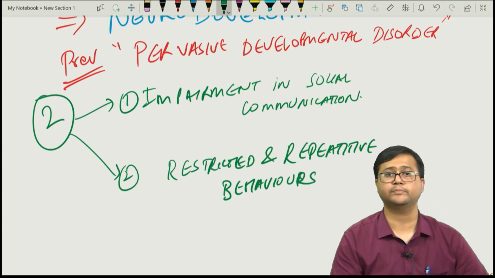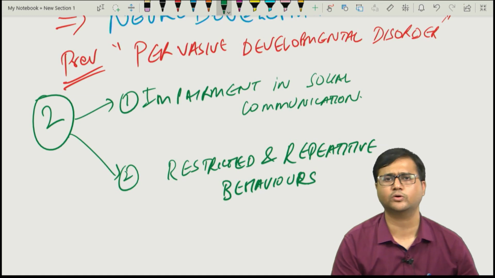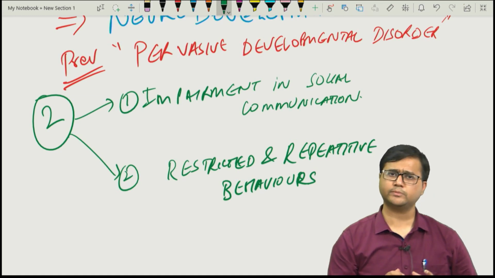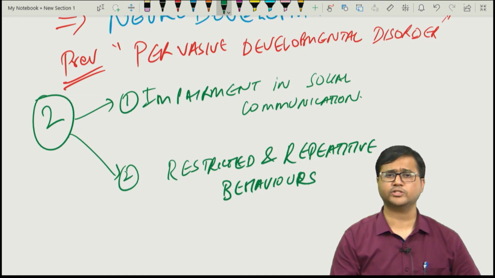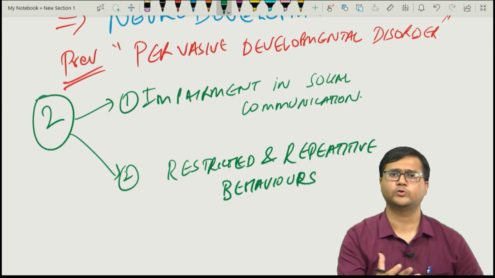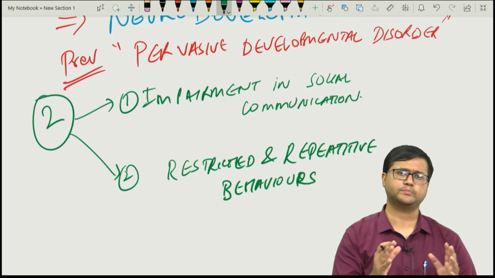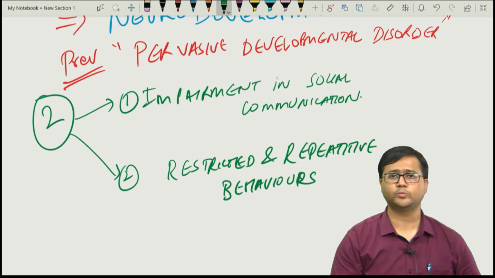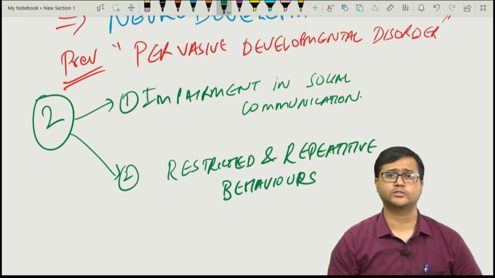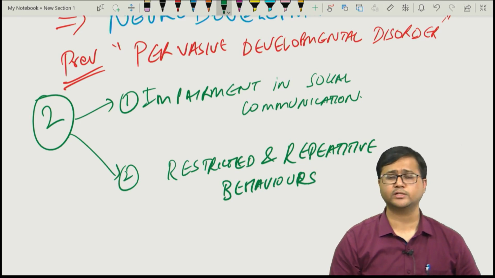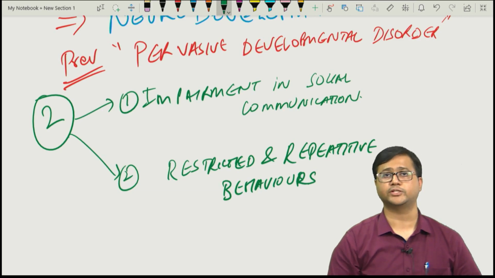So there is impairment in social communication. A person does not communicate socially. He or she may be just engrossed in his or her own environment, would not communicate with peers, and may be seen sitting in the corner of a room even if there are a lot of other children around. He would not interact with them.